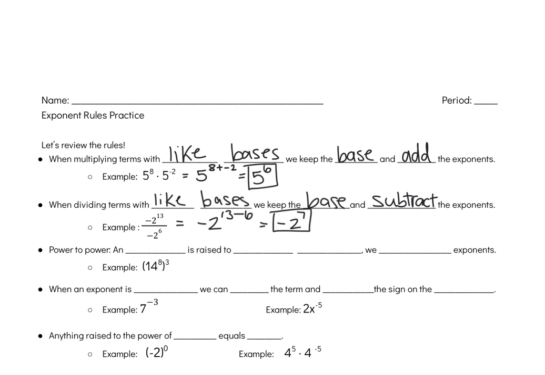Next is power to power, which is when an exponent is raised to another exponent. We multiply the exponents. So here I have 14 to the 8th to the 3rd. I'm going to keep my base, always keep the base. And then we are going to multiply our exponents. 8 times 3 is 24.